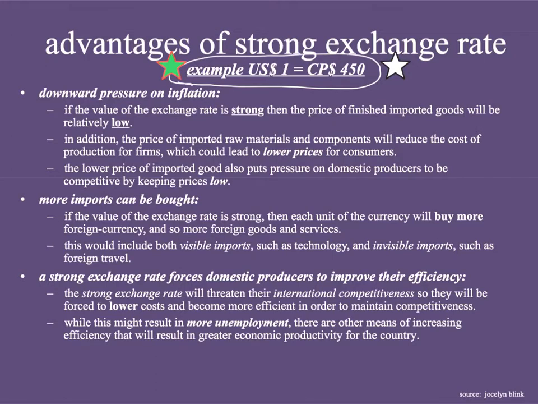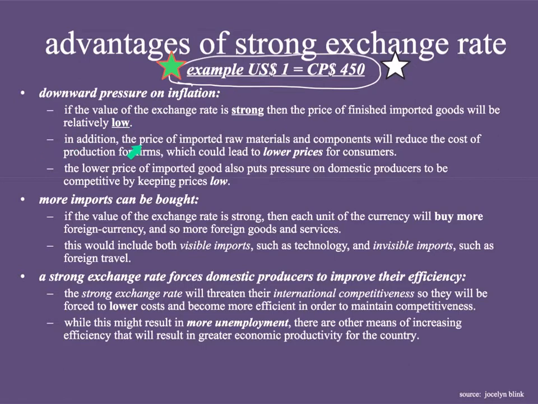So, what would be the results? Well, if $1 is worth 450 pesos, then there's a strong exchange rate. I keep fumbling on that because I really want you to understand it. Then there would be downward pressure on inflation. If the exchange rate is strong, then the price of finished imported goods will be relatively low. Why? Because you can take 450 pesos to buy a dollar. If the exchange rate were 710 to 1, it would take 710 pesos to buy a dollar, and therefore those imported goods would obviously cost you more pesos, because you need dollars in order to buy those imports.